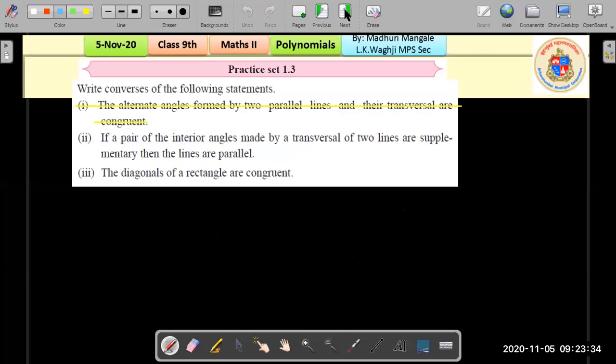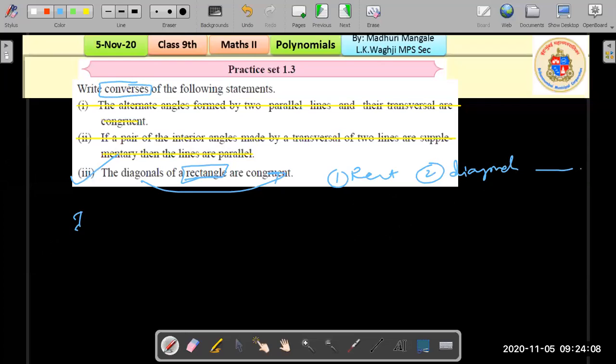That is the third part. We are left with the last one now. The diagonals of a rectangle are congruent, right? What does it mean here? That if it is a rectangle, then the diagonals are congruent. So the first part is that it is a rectangle, and the second part is that the diagonals are congruent. And we need to switch the places now, because we are asked to write the converse, correct? So how do we write the converse?